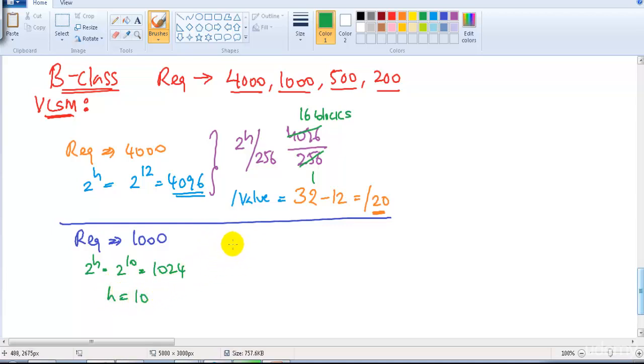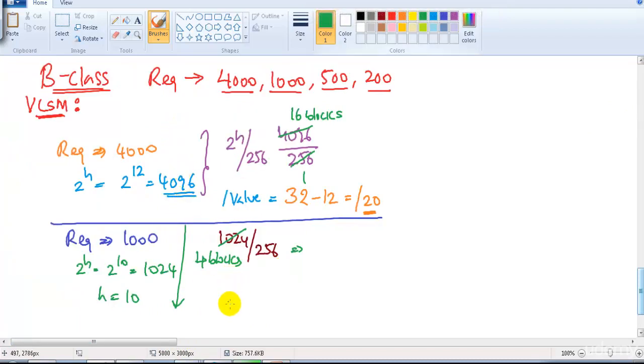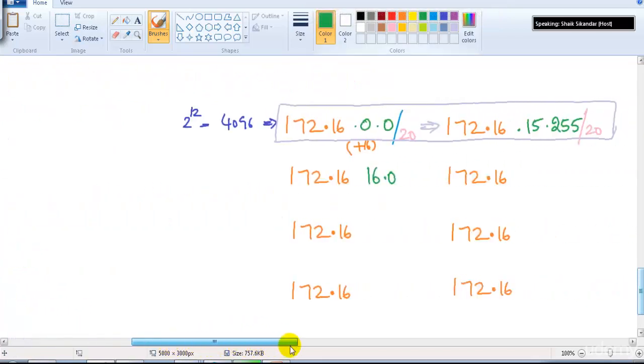And how many blocks of addresses are required? 1024, which is 2 to the power of h, divided by 256. I need 4 blocks of addresses. So 4 blocks of addresses are required in order to get my 1024. To write the range I need 4 blocks of addresses.